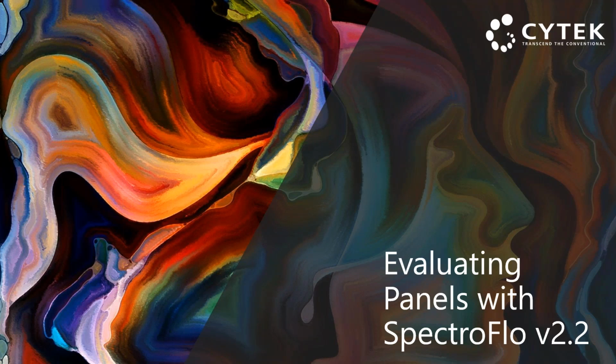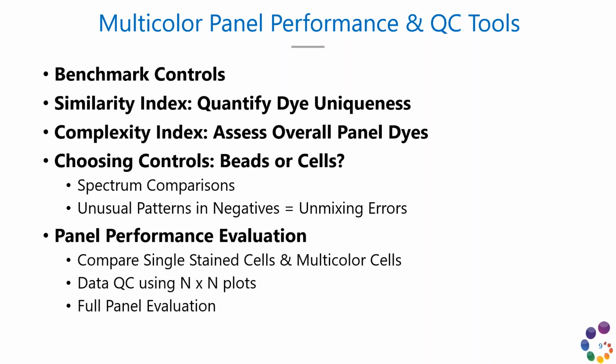Now that you're a little familiar with the instrument, let's jump into some of the new tools that are available in SpectroFlo 2.2 to help you QC these controls and your panel designs. Here's a list of everything we'll walk through today. We'll start with benchmark controls that you can store in the system and talk through a couple of indices that we've created to help you assess your panel. Then we'll discuss how to choose the best possible controls for your panel and talk about the different tools available in SpectroFlo and in FCS Express to help you evaluate your panel's performance.